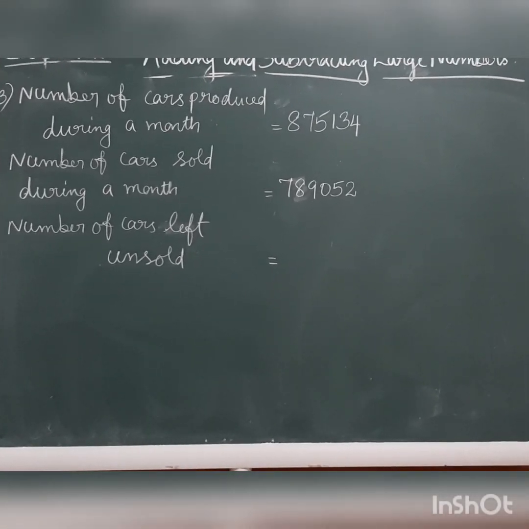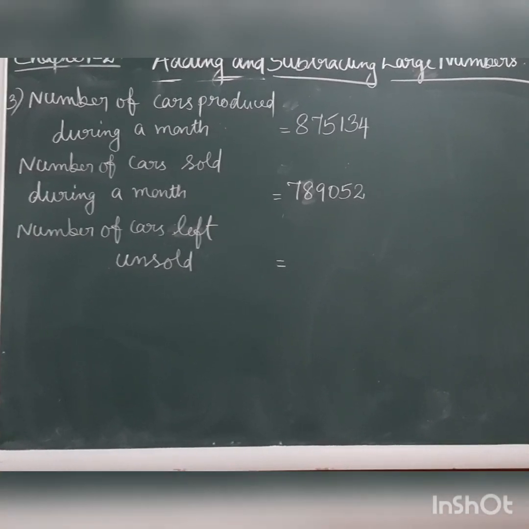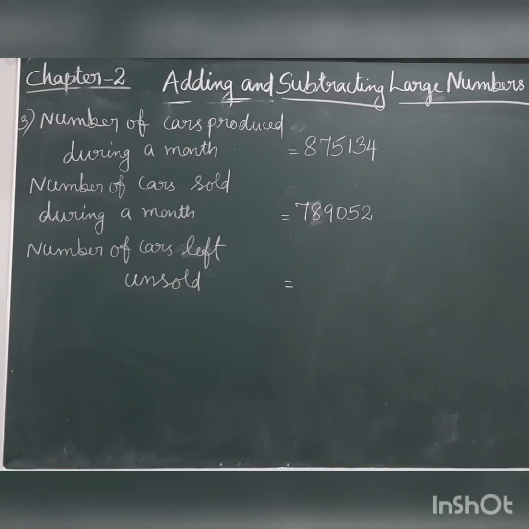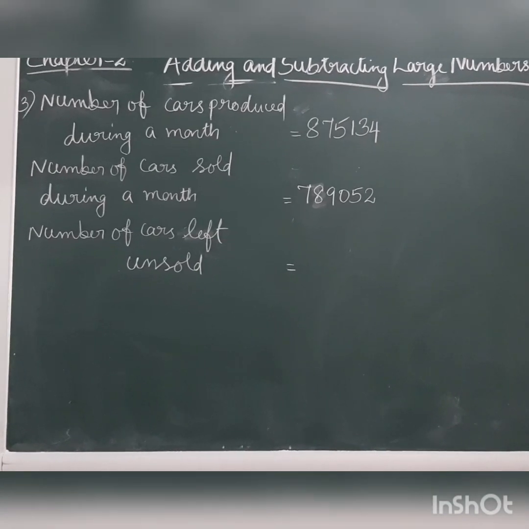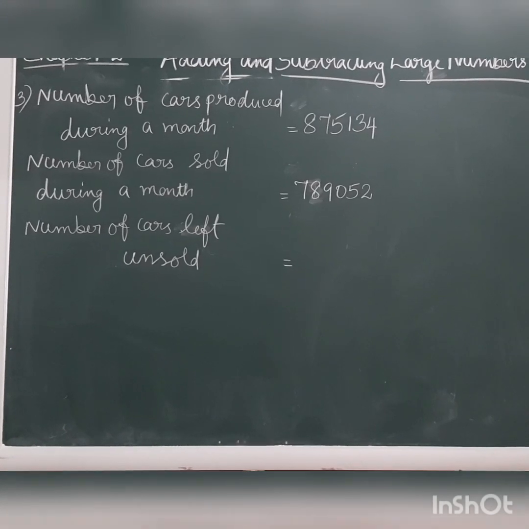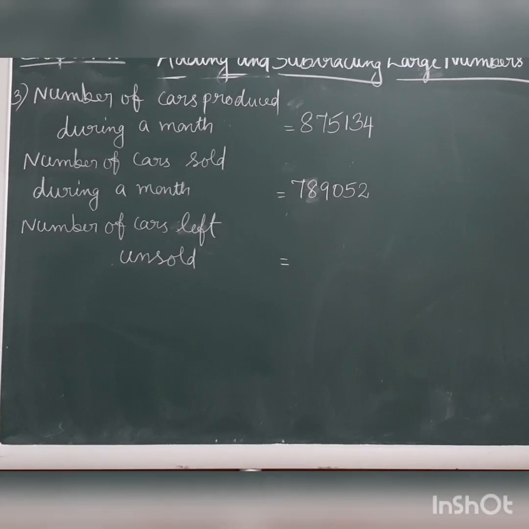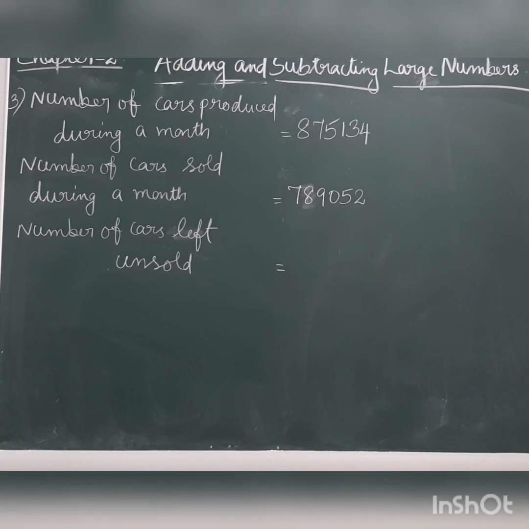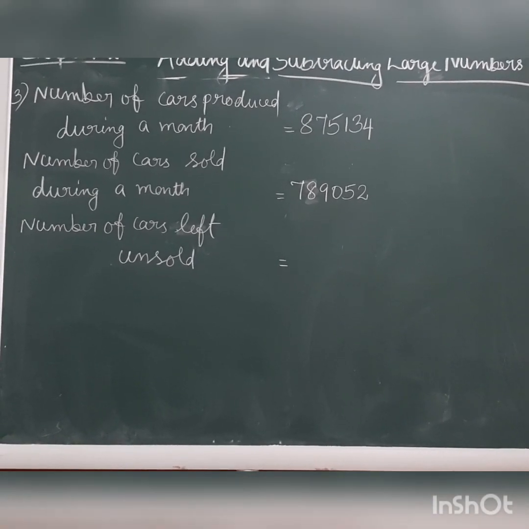In this question, the number of cars produced during a month is 8,75,134 and the number of cars sold in that month is 7,89,052. So, we have to find the number of cars left unsold. So, how can we do that? We have to subtract the number of sold cars from the number of cars produced.